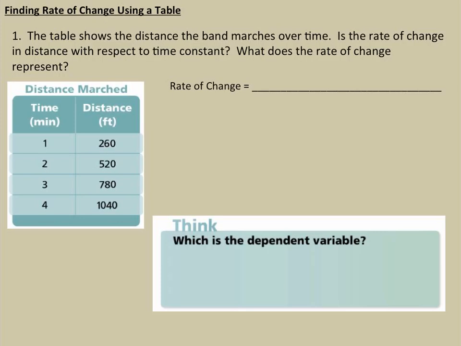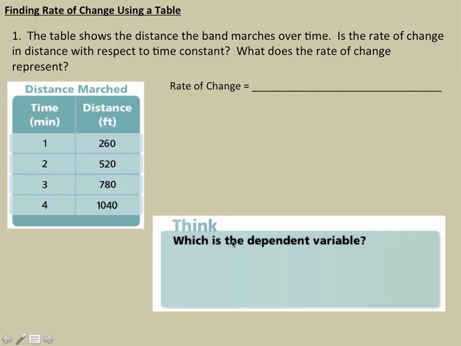All right, the table shows the distance the band marches over time. Is the rate of change in distance with respect to time constant? What does the rate of change represent? All right, so let's look at our table here. We got time over here in minutes, and we got distance over here in feet.